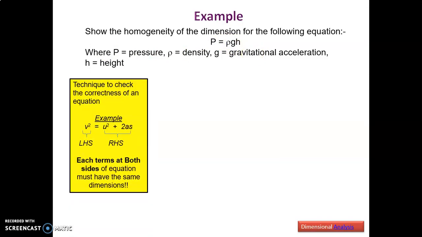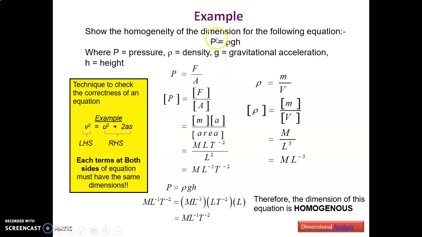There is a technique to check the correctness of an equation. Let's say we have an example, v squared equals to u squared plus 2as. Remember, to state whether the equation is homogeneous or not, you must remember each term on the left hand side and each term on the right hand side must have the same dimensions or equal dimensions. Therefore, the dimension is homogeneous.